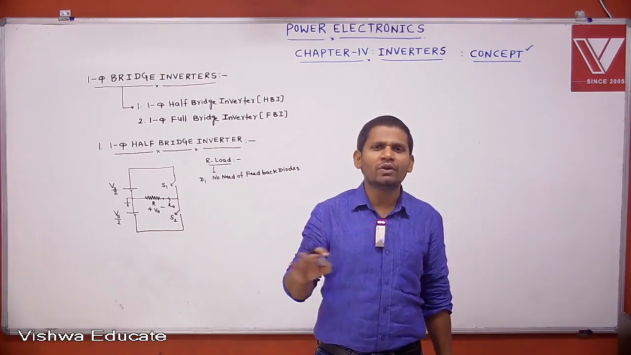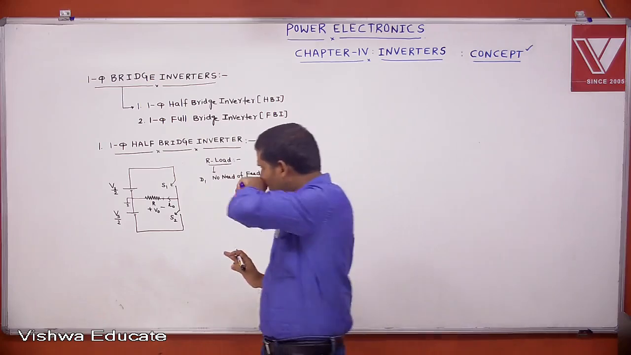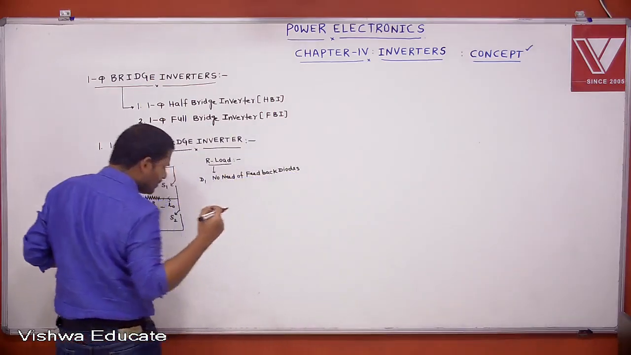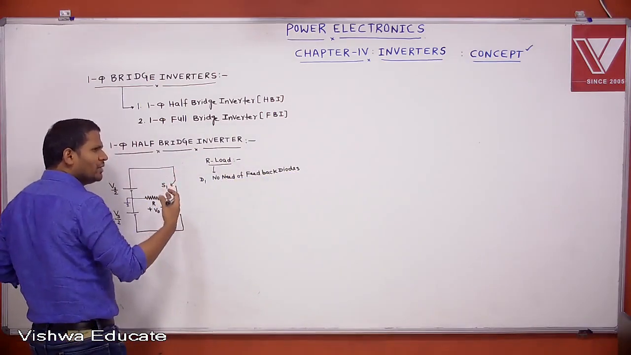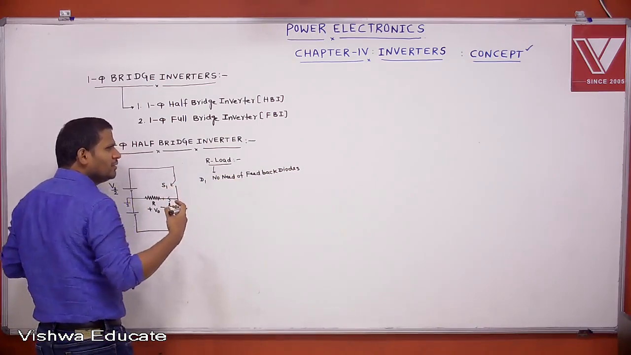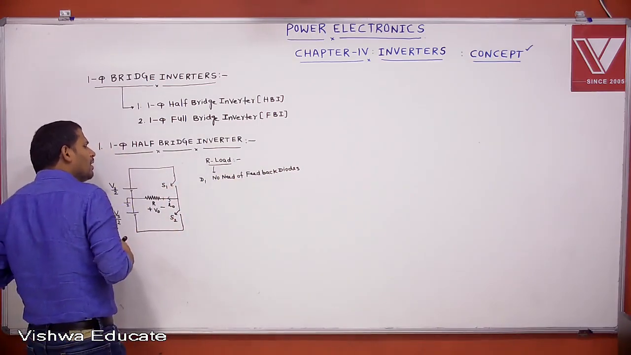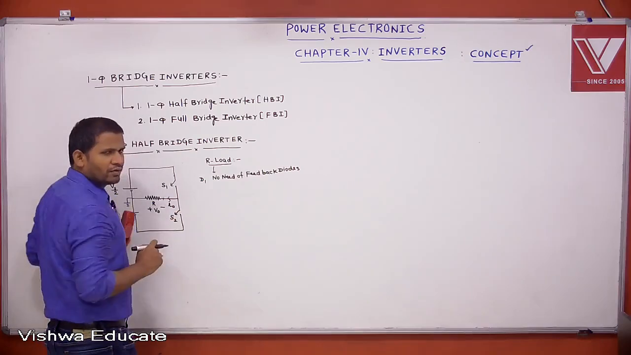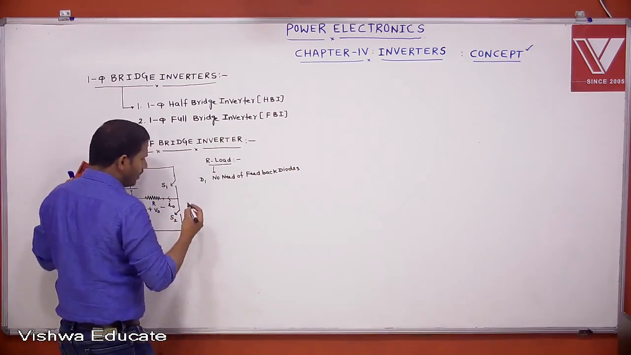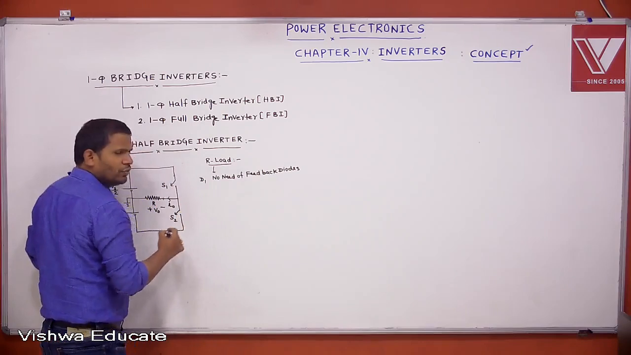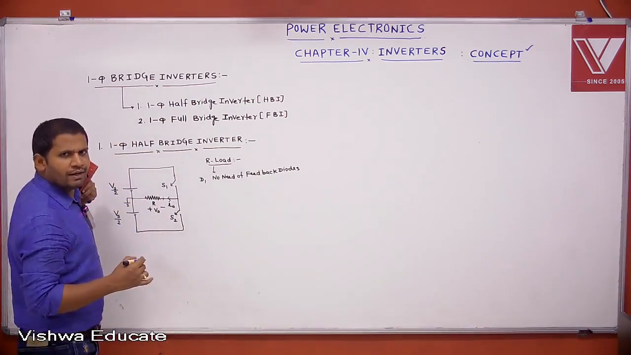With respect to that only, I am discussing this concept. On and off is in our hand. Based on your requirement, we can give the triggering, then it is on. Then we can commutate that, then it can be turned off. Now see, I want to operate this circuit, we want to convert DC to AC.